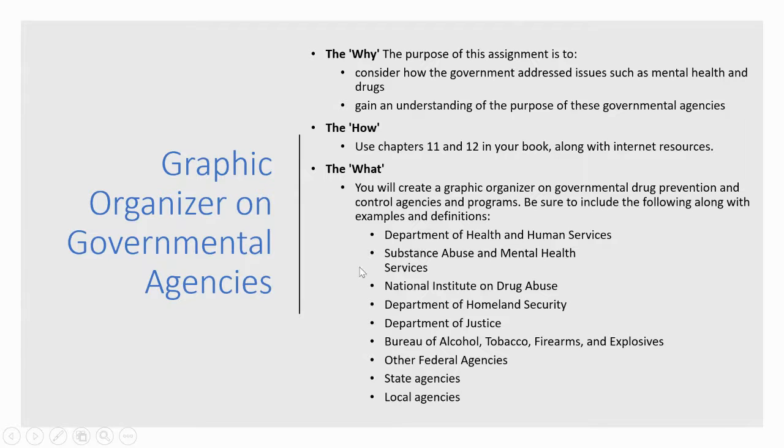The Department of Health and Human Services, Substance Abuse and Mental Health Services, also known as SAMHSA, the National Institute on Drug Abuse, Department of Homeland Security, Department of Justice, Bureau of Alcohol, Tobacco, Firearms, and Explosives. You can also include other federal agencies, state agencies, and local agencies.